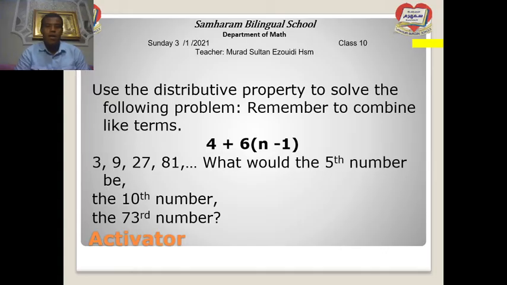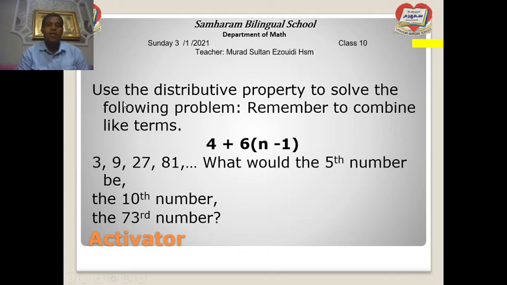I promise that this evening I will give you a revision of the whole lecture that you studied last week and this weekend. The title of our lesson is Arithmetic Sequence, okay?